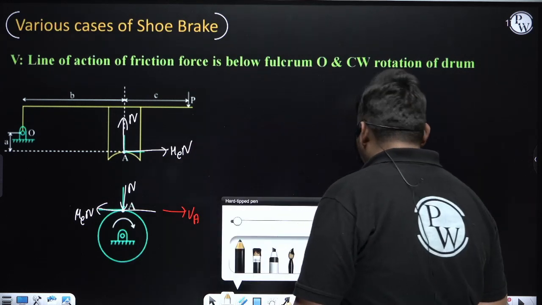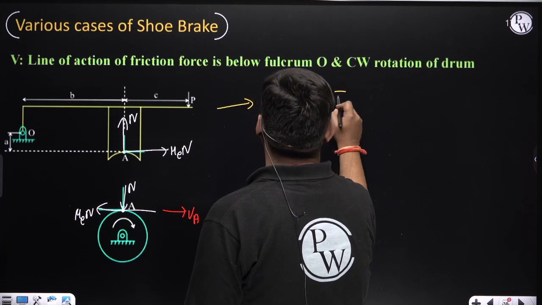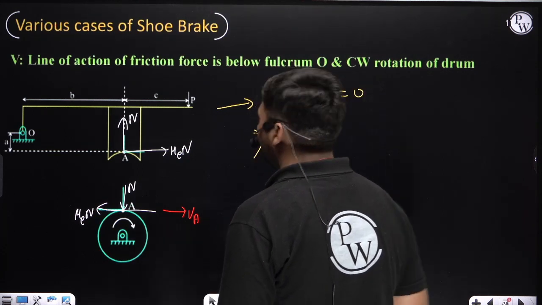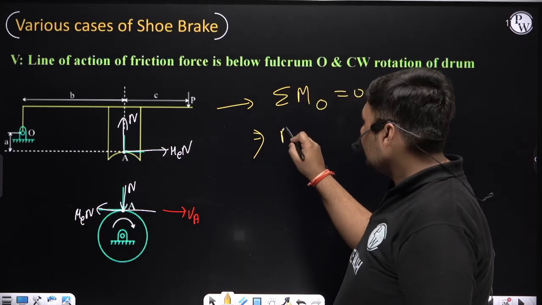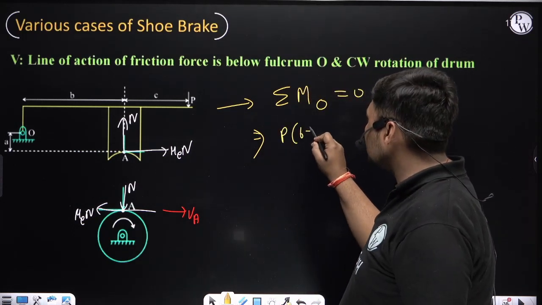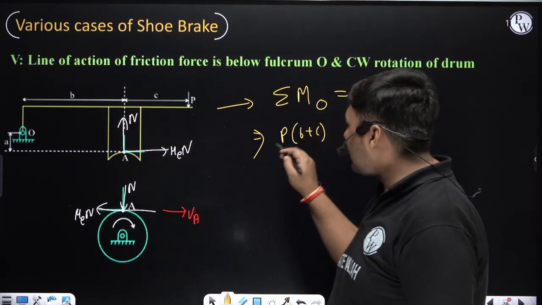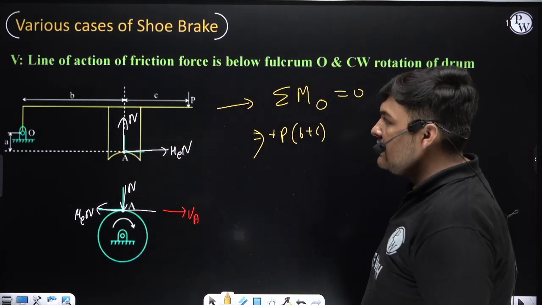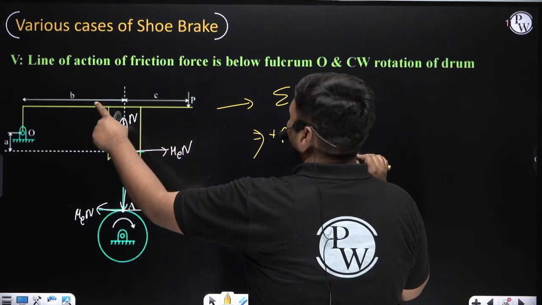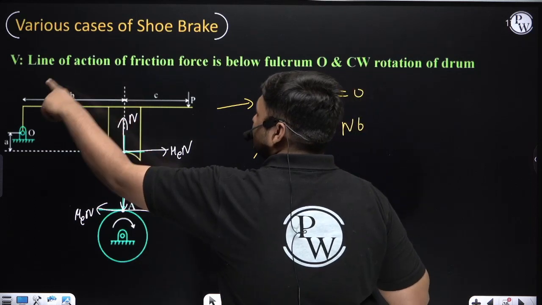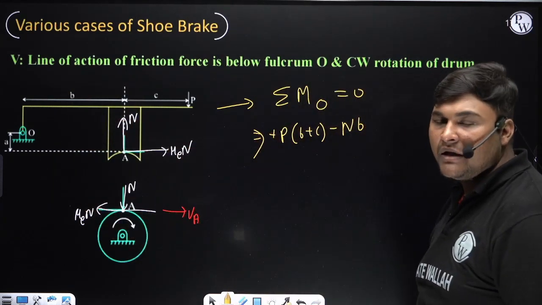Now in this FBD of lever, we will take summation of moment about fulcrum O equal to 0. It will be the moment of effort P about O. It is P, and its perpendicular distance from O is B plus C. Now the direction of moment is clockwise. I am taking clockwise direction as positive. Now N's perpendicular distance from fulcrum O is B. The direction of moment is anti-clockwise. I am taking clockwise as plus and anti-clockwise as minus.